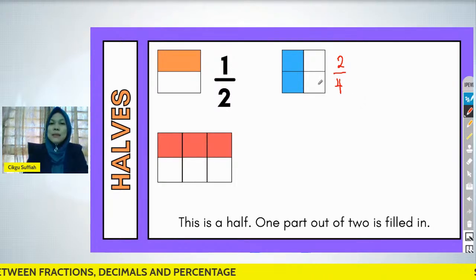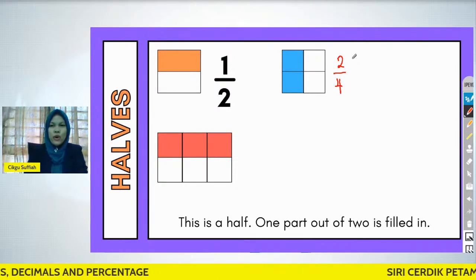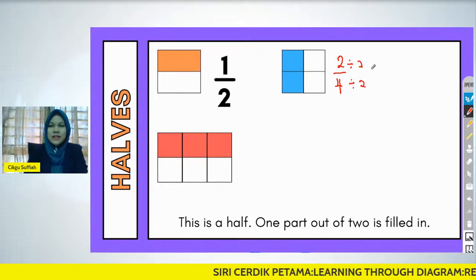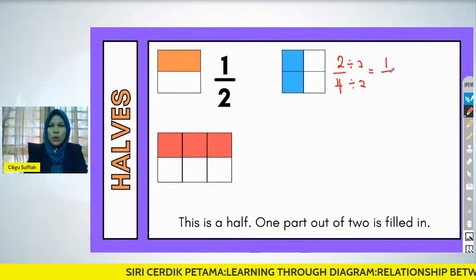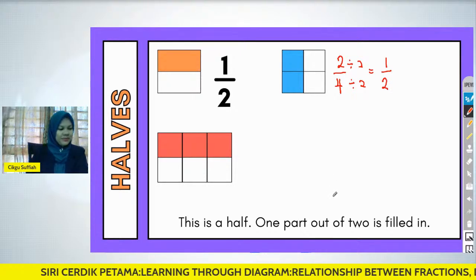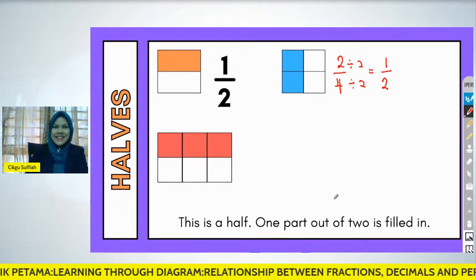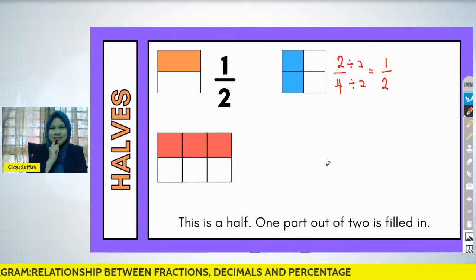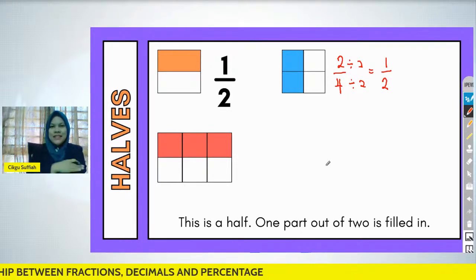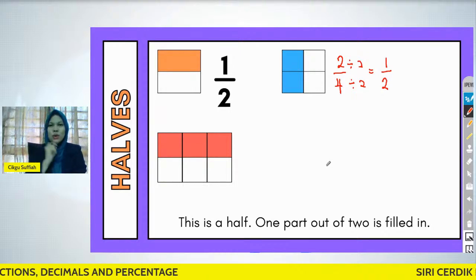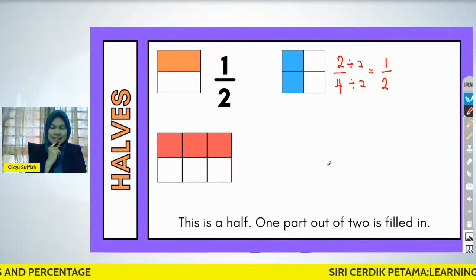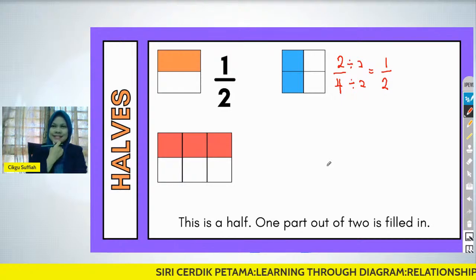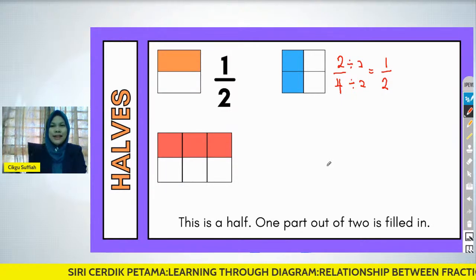And when we simplify 2 over 4 by dividing by 2, we get 1 over 2. Can you see that? So at the end, this diagram represents 1 over 2. Is it equal value, right?